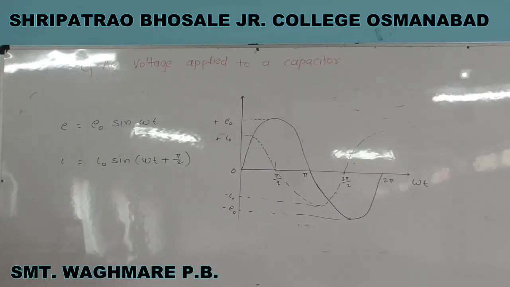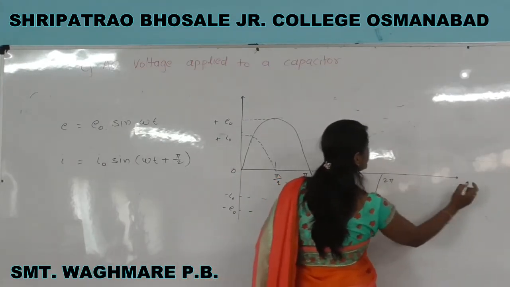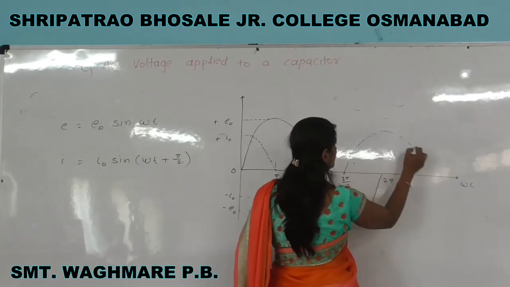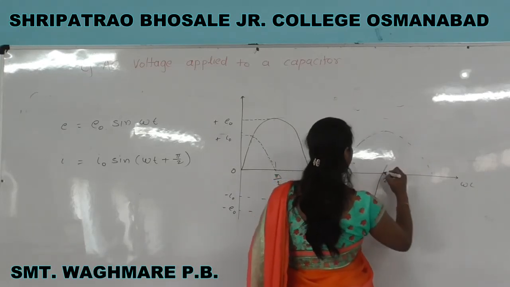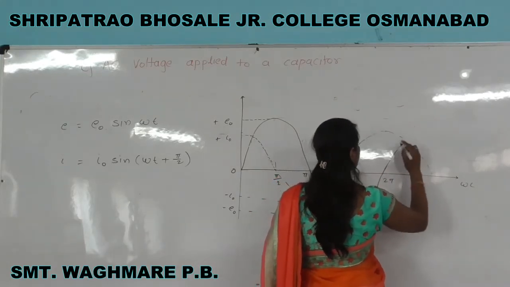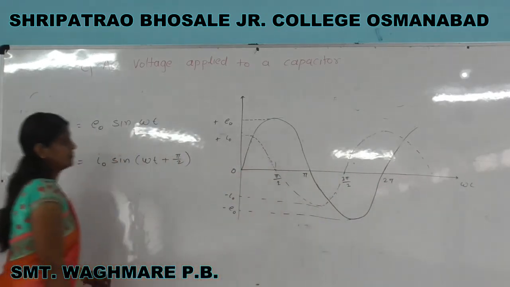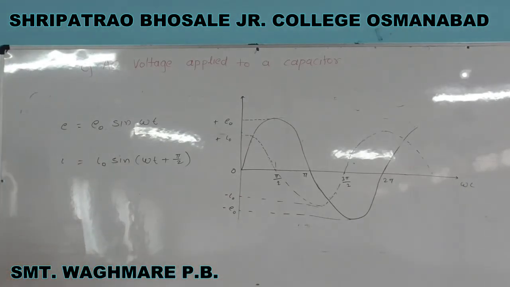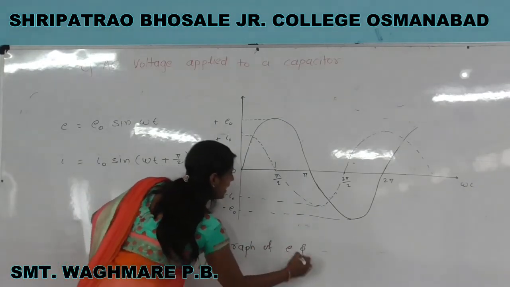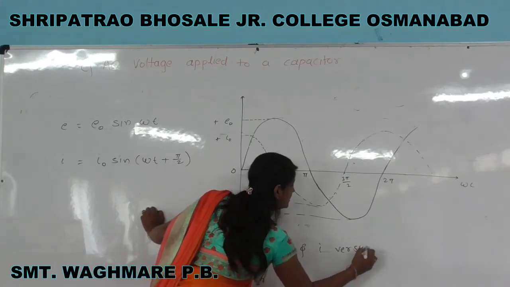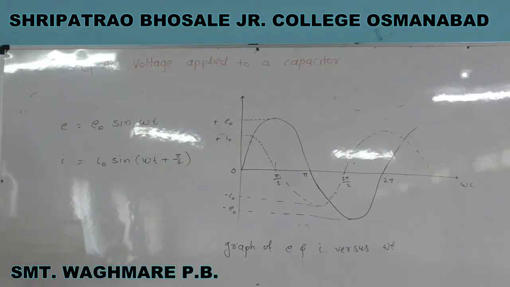Now this is the graph. This graph can be again increased. This will be of this type. Okay. And this is the graph of E and I versus omega t.